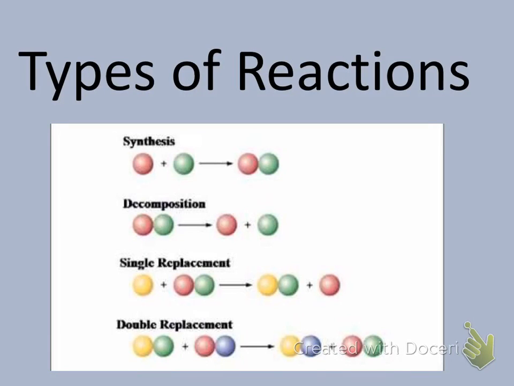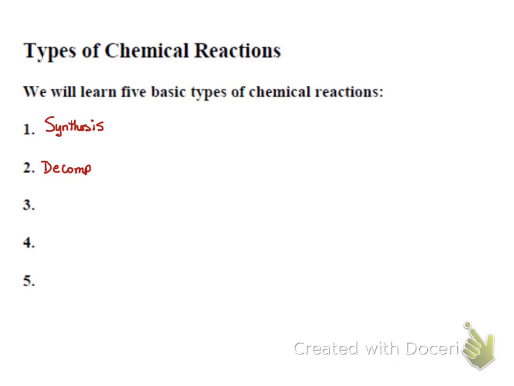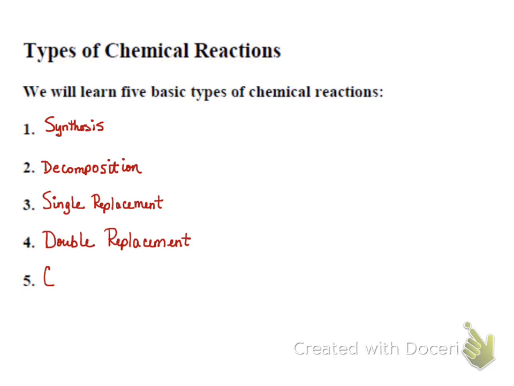This podcast is about the types of reactions that happen in chemistry. So there are 5 basic types of chemical reactions, and those include synthesis, decomposition, single replacement and double replacement, and combustion. And a couple of these have other names that they go by also, but these are the ones that we are going to use.